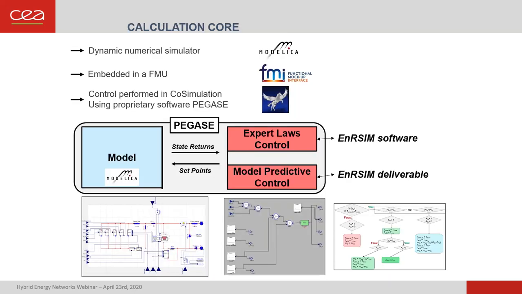So computation is performed through models that are based on the Modelica library that we developed at our laboratory. So this is the district heating library in the Modelica language. We embed this in a DLL, an FMU unit that is able to communicate with external computational units, which are here the control units, and the cost simulation is performed then. So from the model, we compute all the operations through expert laws. So this is what makes the software.